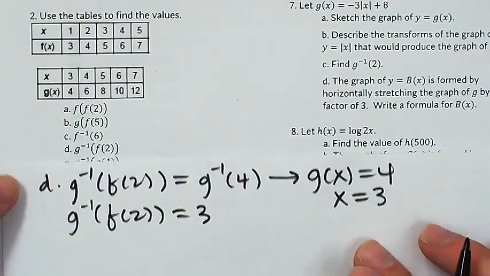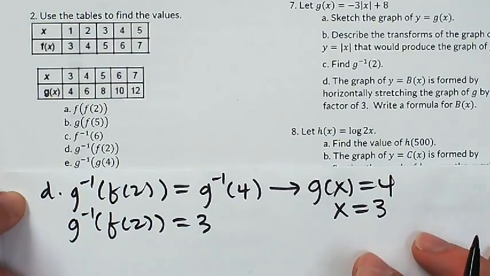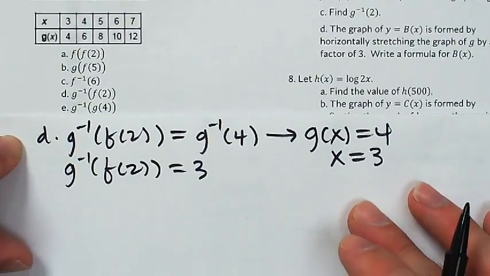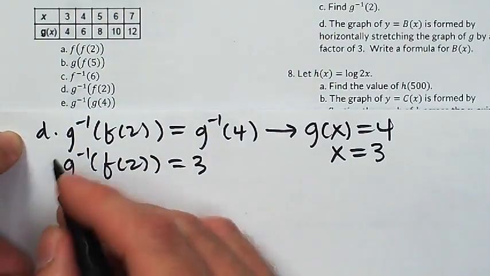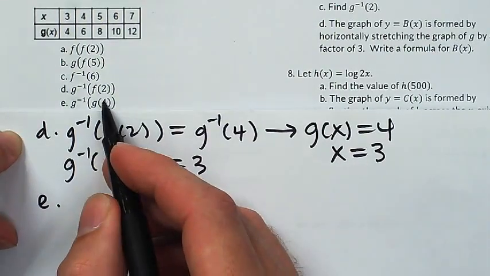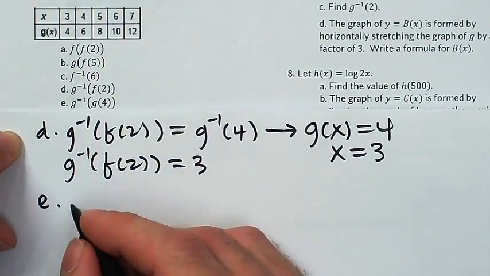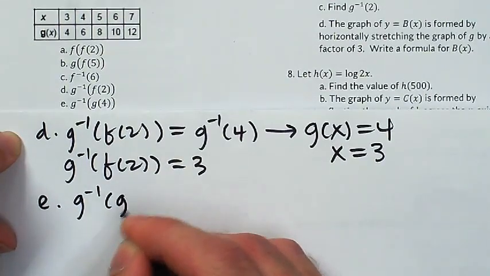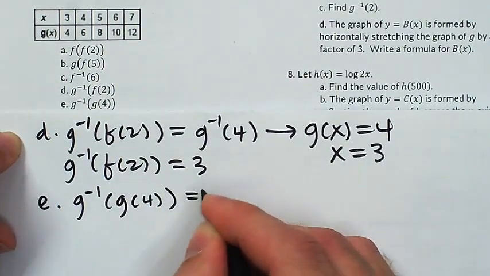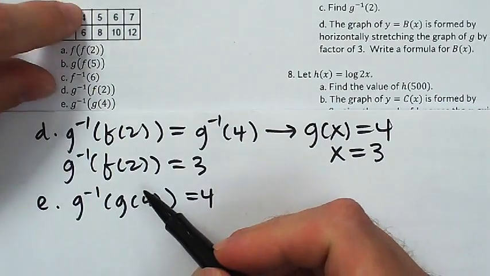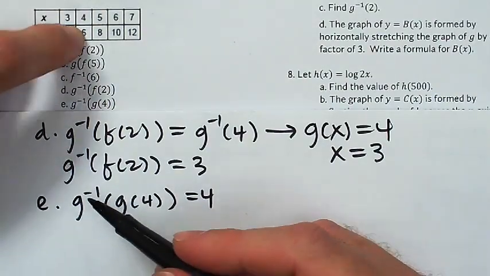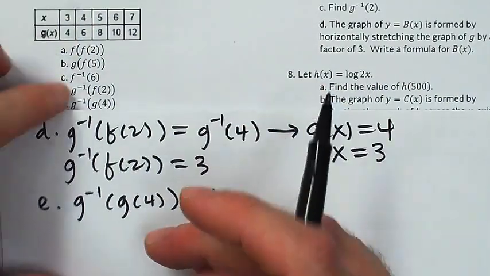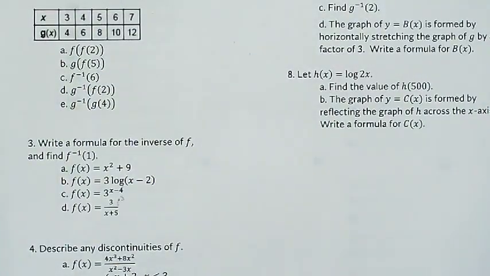Okay, and then the next one, g inverse of g of 4. I know right now that's going to be 4, because the inverse and the original function undo each other and leave you with what you had at the beginning. On one hand, I'm just going to say this is 4. But if I'd done g of 4, I'd have gotten 6, and then g inverse of 6 would take me right back to 4. That's kind of the whole point of what we're doing here. So that was number 2.